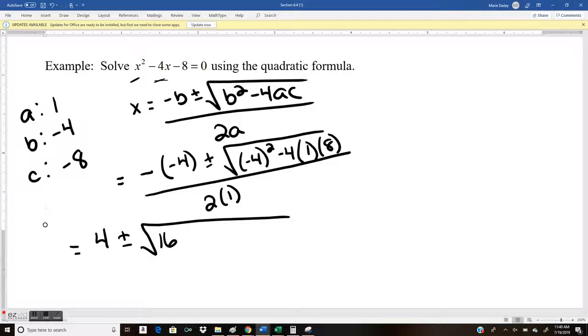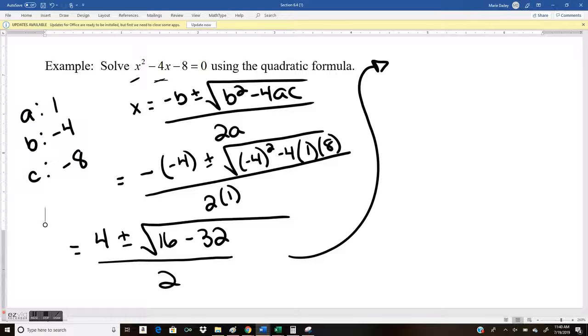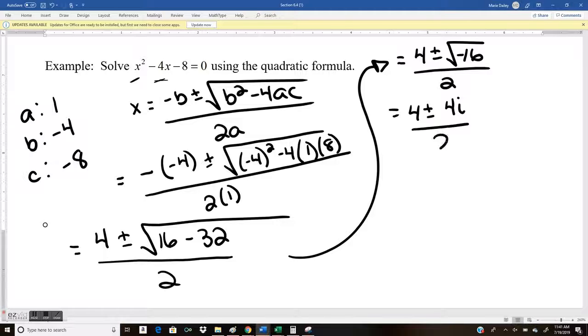Simplifying then the inside there, I have a negative 16, then minus 32 all over 2. I'm going to go ahead and jump up here. This then gives me 4 plus or minus the square root of a negative 16 over 2. Now remember, we're not changing any of the rules of a radical. So you're going to simplify the square root of negative 16 as 4i.